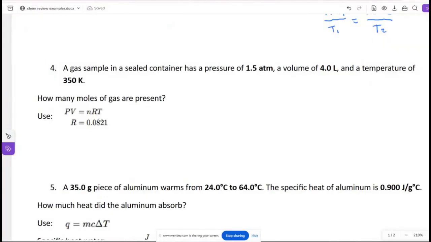All right, number 4. This is an ideal gas law problem. Let's see if my little pen's been working. Oh, no, I got it on eraser. All right, let me put it on drawing. Boink. All right, and here we go.